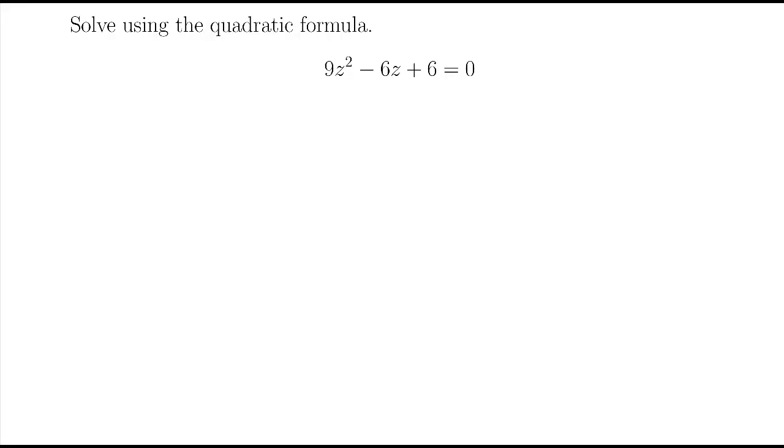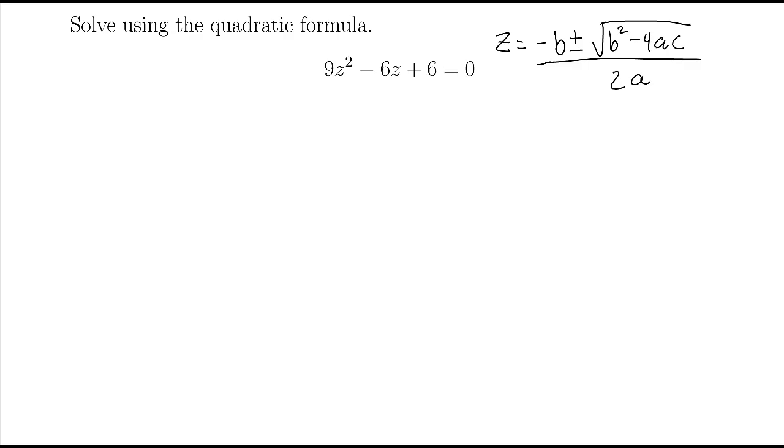Let's solve the equation using the quadratic formula. 9z squared minus 6z plus 6 equals 0. Okay, so let's recap the quadratic formula real quick. That's going to be negative b plus or minus the square root of b squared minus 4 times a times c, all over 2 times a.